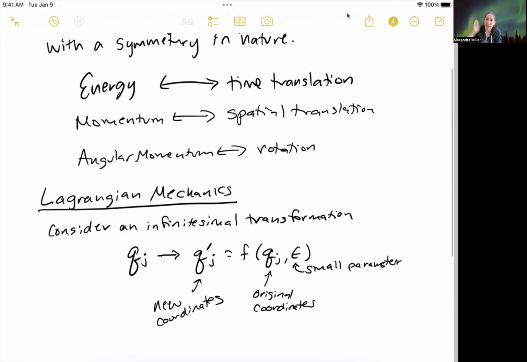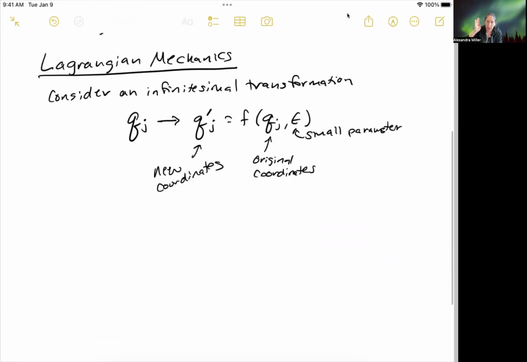The prime here is not a derivative. This is just saying Q prime is some new set of coordinates to distinguish them from Q. The Q's are original coordinates. So what we're doing is we're considering some transformation, right? So we could be translating our coordinates. We could be rotating our coordinate system, right? Again, with these familiar examples, or you could do all sorts of things.